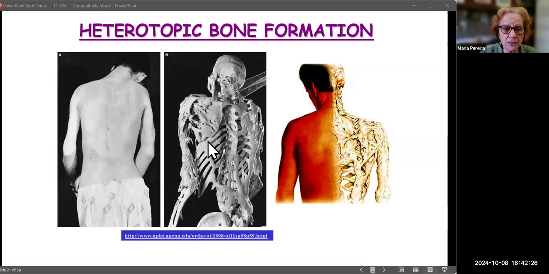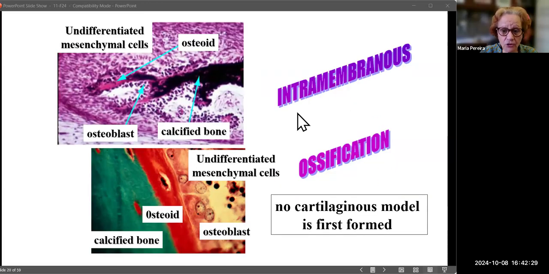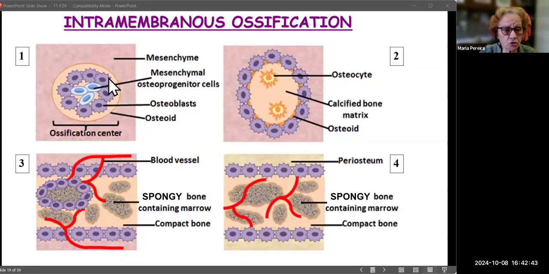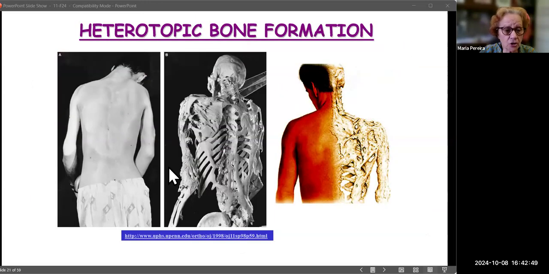Sometimes this intramembranous ossification can start in areas where it shouldn't occur. And this can lead to heterotopic bone formation using this intramembranous ossification. Remember that it starts with the primary ossification center. So this ossification center can start in areas where it should not be and lead to this deformed kind of ossification that's known as heterotopic, because it's outside the skeleton. It's heterotopic bone formation.